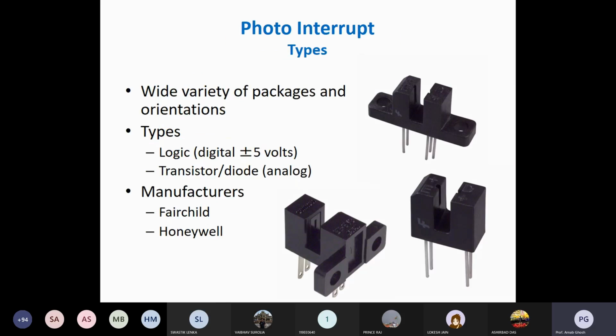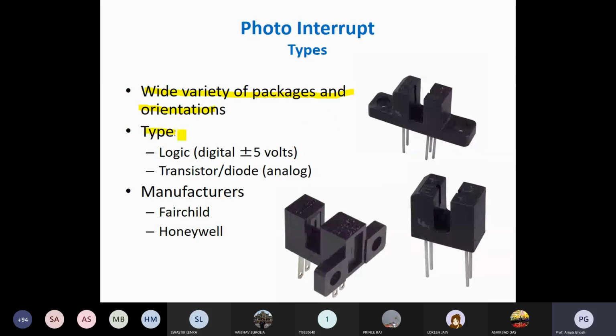Practically, how will that photo interrupter type look? There are different types of photo interrupters, with a wide variety of packages and orientations. As per your company, the packaging will be different, and the orientation also will be different. You can see different shapes and sizes of photo interrupter. Photodiodes are there.